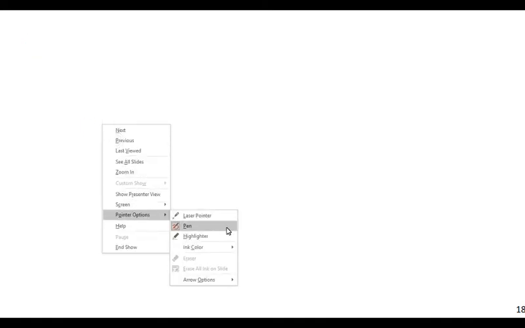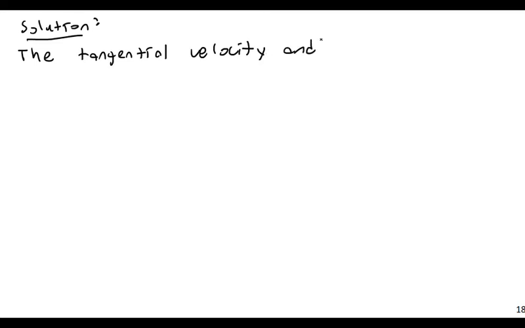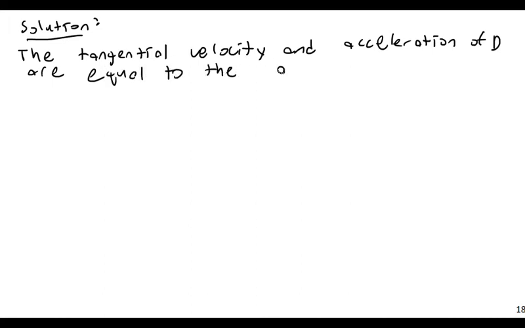Okay, so solution here. The tangential velocity and acceleration at D, which is the point on the pulley, are equal to the acceleration and velocity of C.